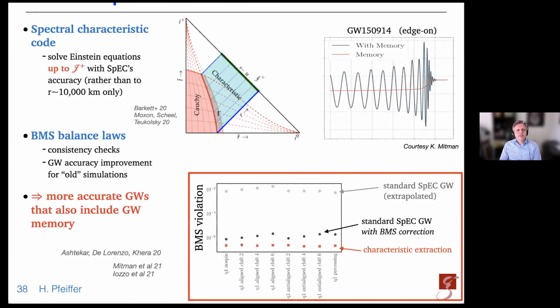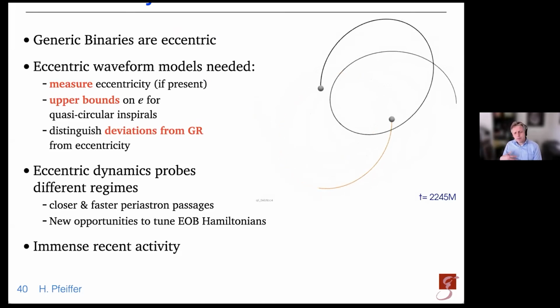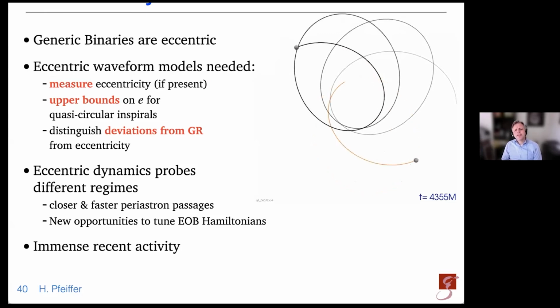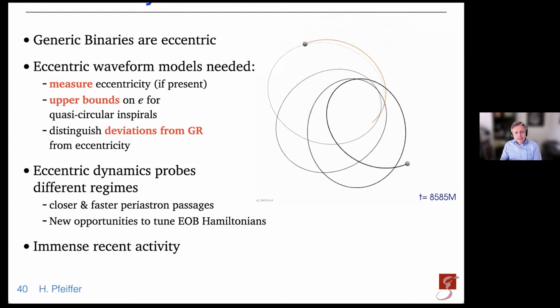On the very technical things, there are improved gravitational wave extractions being put into action that represent gravitational wave memory correctly, and that can also represent many more modes more accurately than before. Eccentricity has been receiving a tremendous amount of attention in the last 2 or 3 years, because generic binaries will be eccentric. In the past, waveform modeling has focused on quasi-circular binaries, because in the post-Newtonian inspiral, eccentricity is going to be radiated away. However, there are astrophysical scenarios that could lead to eccentricities. And so we need eccentric waveform models to measure eccentricity if it's there.